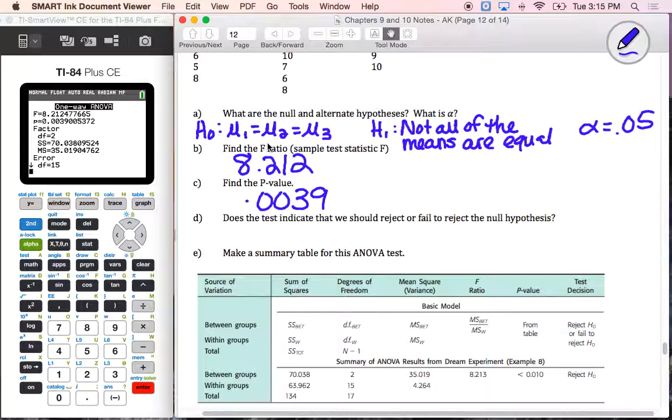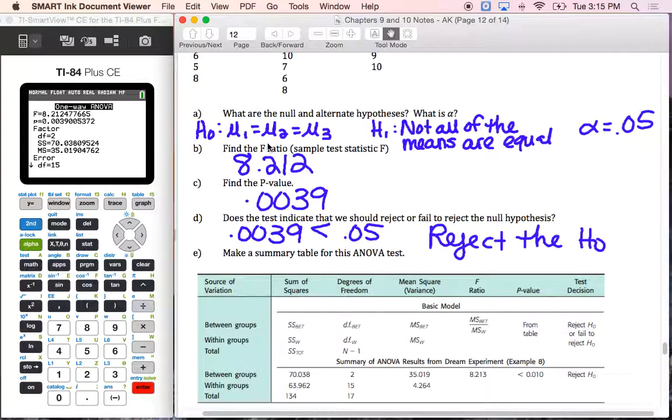So remember, your p-value is going to go on the left. Your alpha goes on the right. And we are less than. If we're less than, we're going to reject the null. So if we reject the null, we are going to say that from this data, at the 5% level of significance, there is enough evidence to conclude that not all means are the same.